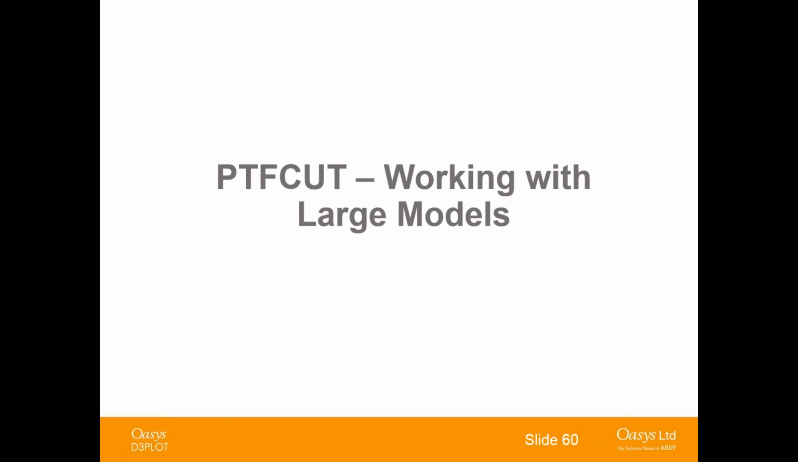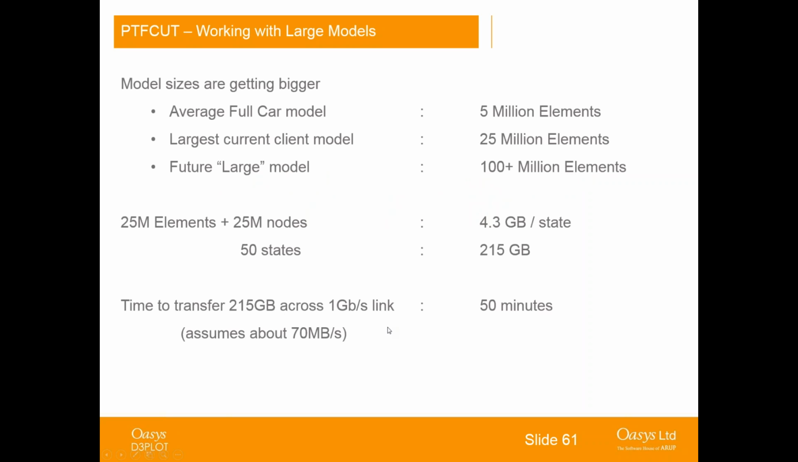Okay, PTF Cuts is a tool that we can use to cut down the PTF file size. So this slide is probably a bit old. It says the average full car model is 5 million elements. It's probably 15 million elements, I guess. The largest current model is 25 million elements. I don't know if that's true either anymore. And the future large model, 100 plus million elements. Okay, I can certainly believe that.